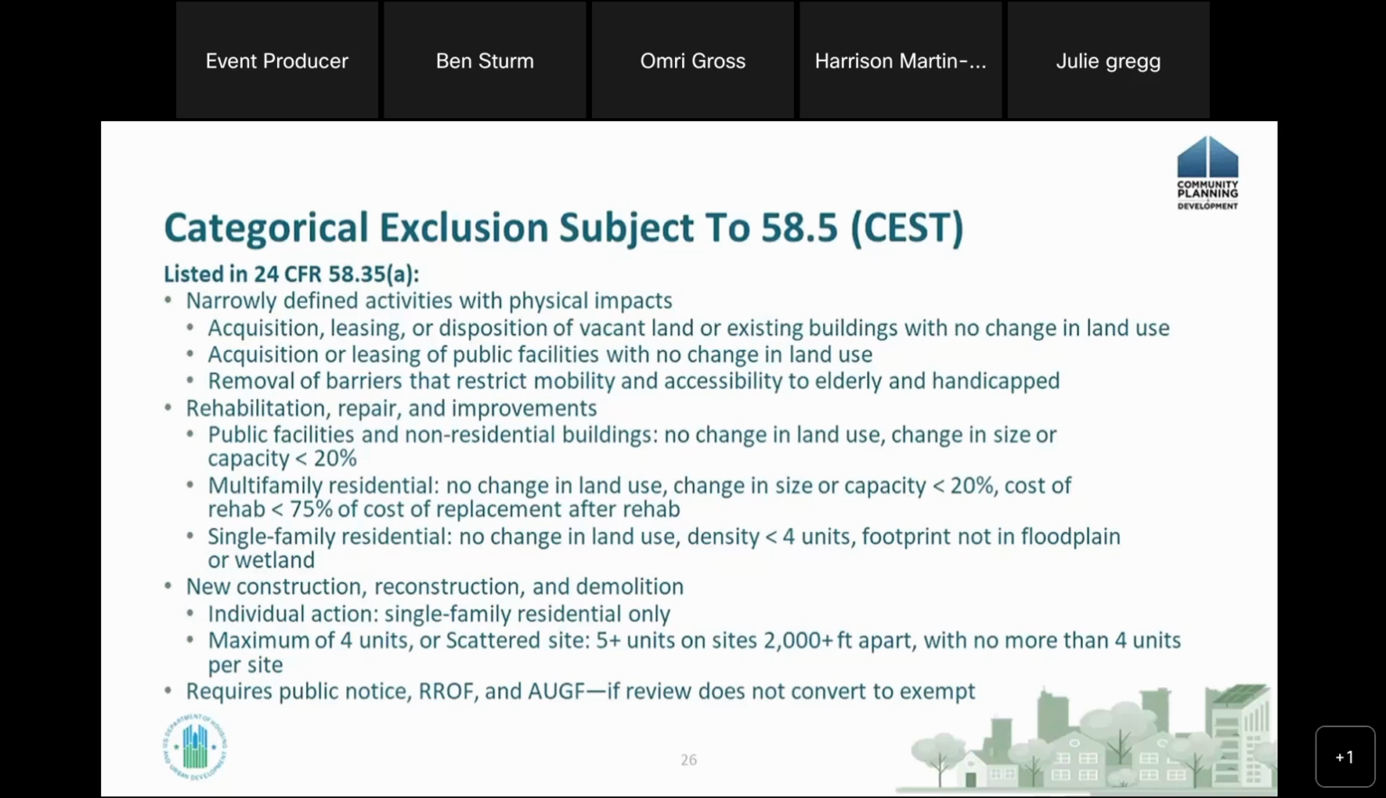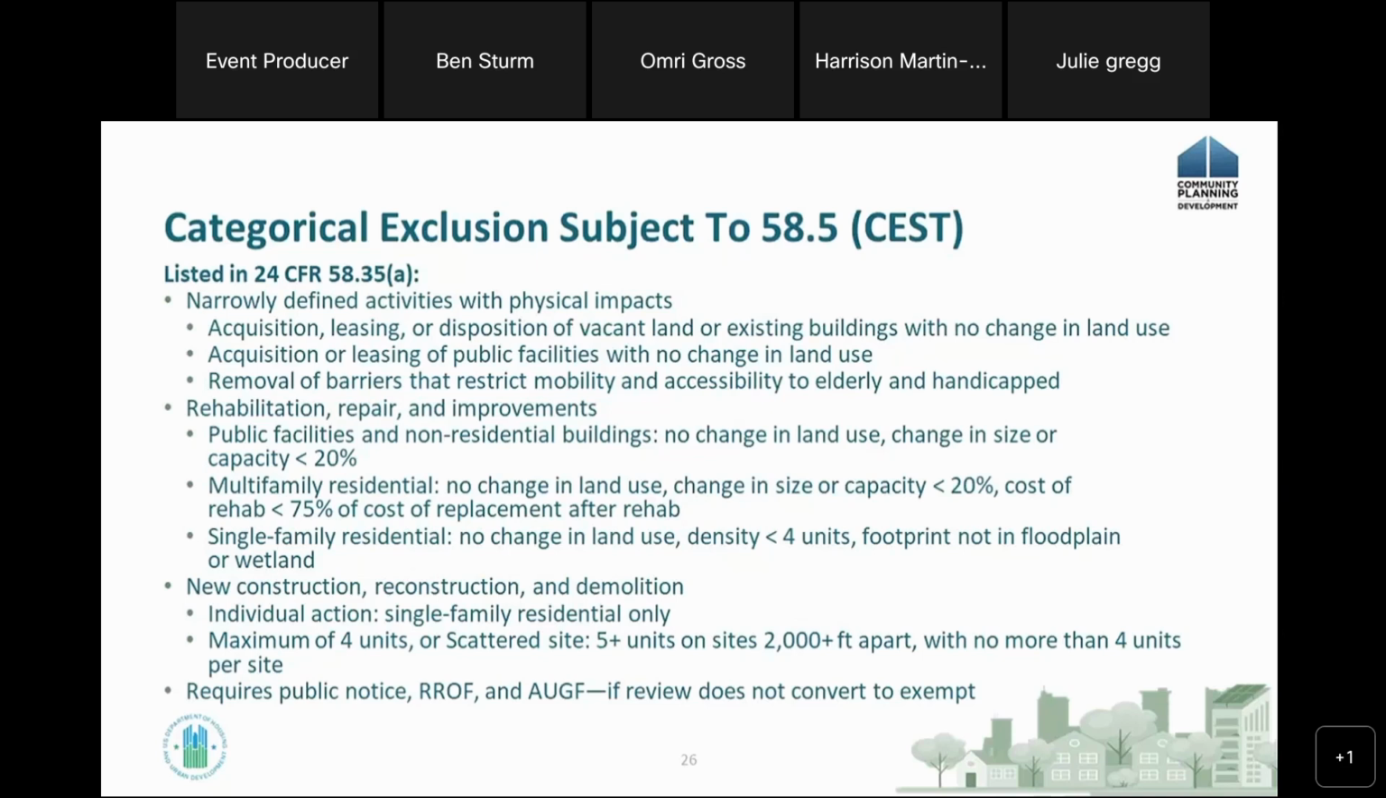Another tricky section of what Part 58 regulations cover are called individual actions. HUD's regulations contain categorical exclusions for these activities only for single-family residential projects, by which we mean projects with 4 or fewer units per site. These can be 4 one-unit buildings, 1 four-unit building, or any combination in between.